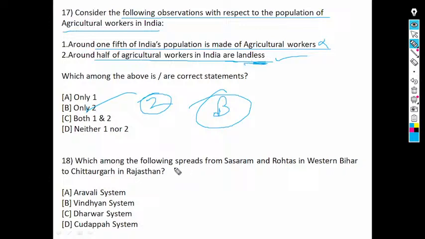Which among the following spreads from Sasaram and Rohtas in Western Bihar to Chittorgarh in Rajasthan, particularly? Aravalli system, Vindhya system, Dharwar system, Kadapa system.